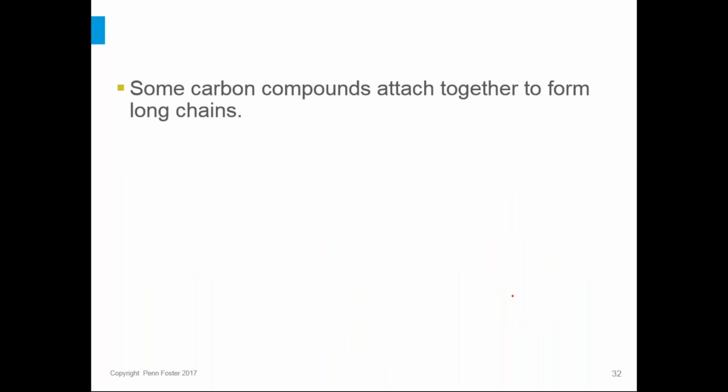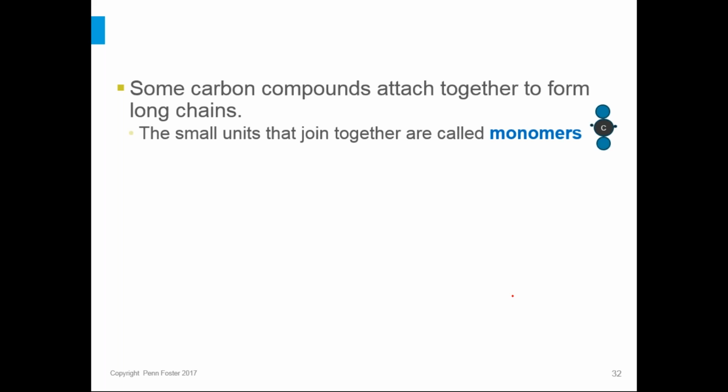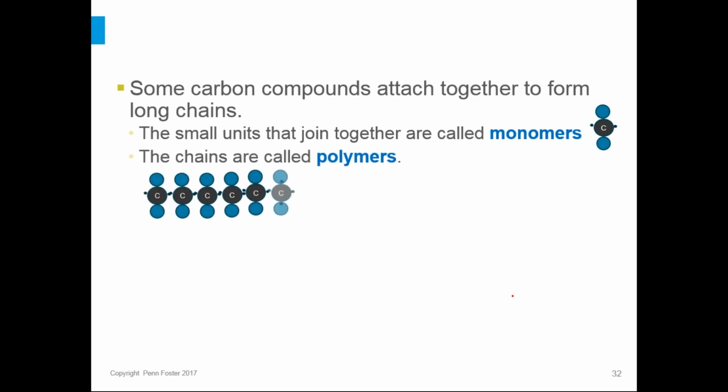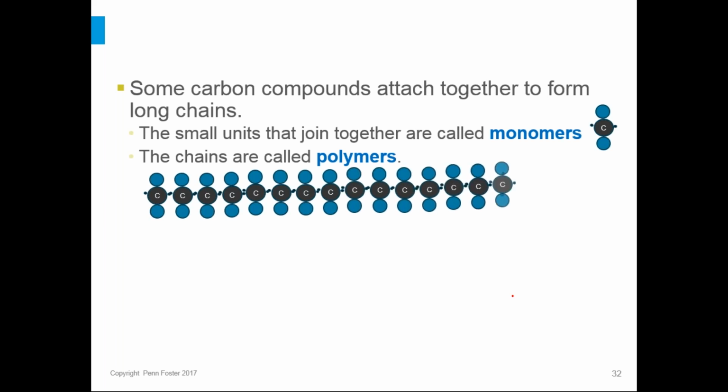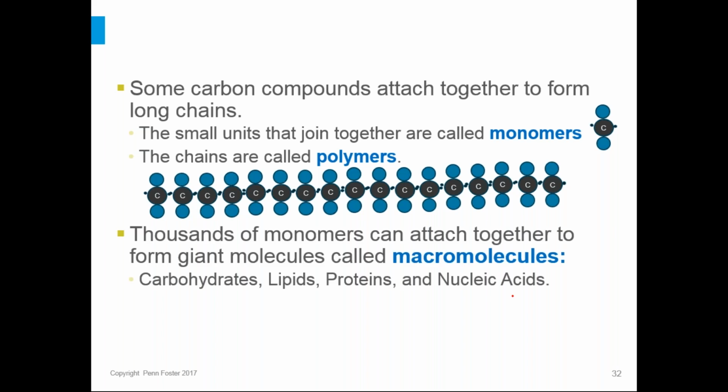There are some carbon compounds that form and then attach together to form long chains. When this happens, the smaller units that join together are called monomers, and the chains of monomers linked together are called polymers. Thousands of monomers can attach together to form giant molecules called macromolecules. There are 4 types of macromolecules in living things: carbohydrates, lipids, proteins, and nucleic acids.